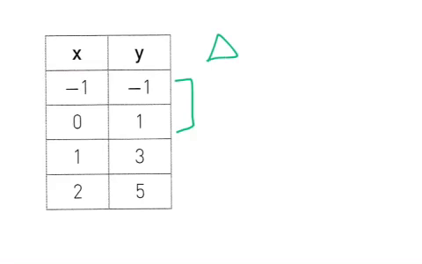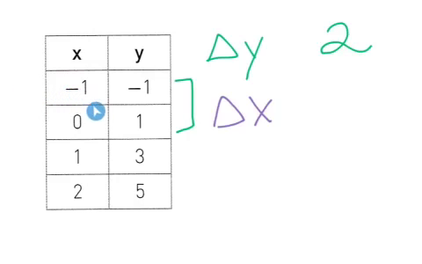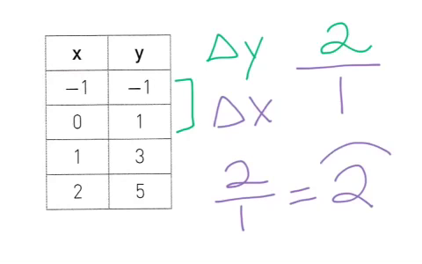Our change in y from this point to this point is 2. Our change in x from the same two places in the graph is 1. Our rate of change then is 2 over 1, which equals 2. This has a rate of change of 2.